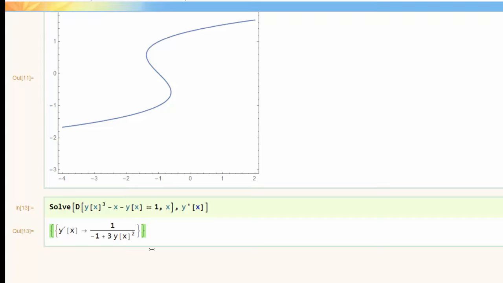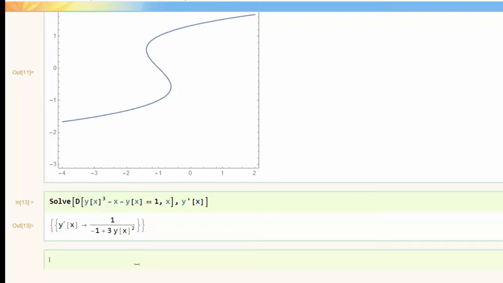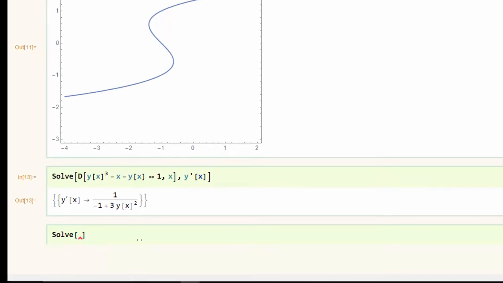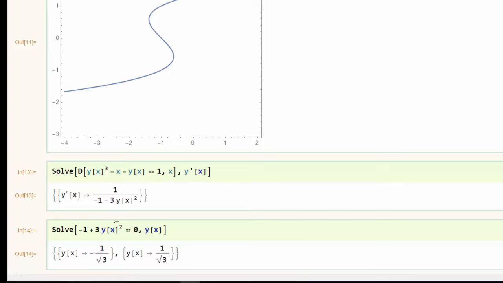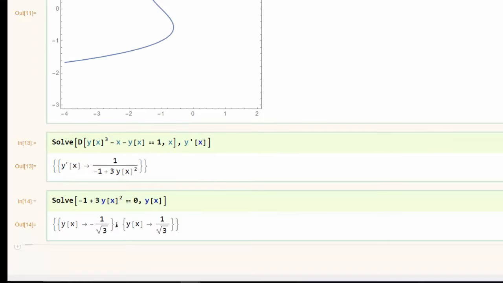Now I'm specifically looking for when my tangent line will be vertical, which means my slope will be undefined. That happens when the denominator here is equal to 0. So I want to figure out, and I could do this by hand or by using the Solve command, when this denominator is equal to 0. I'm going to solve to figure out when, in this case, my y of x is going to make that true. And now I have my two results.